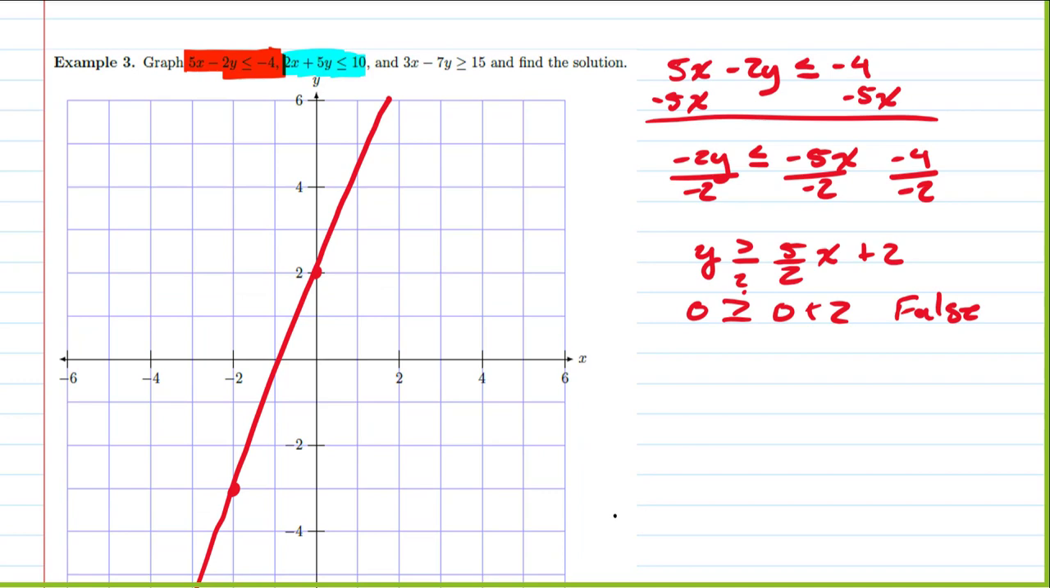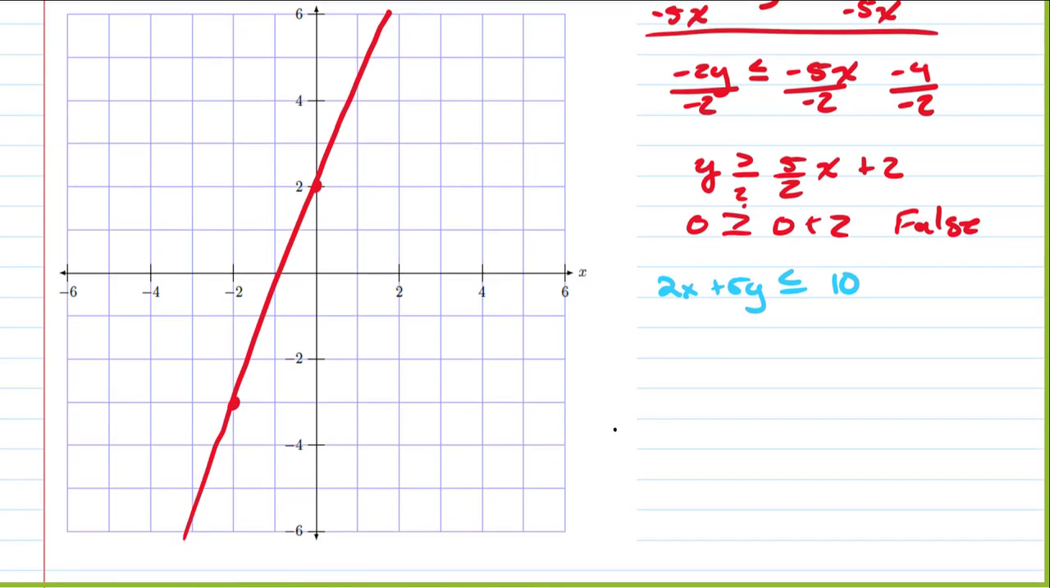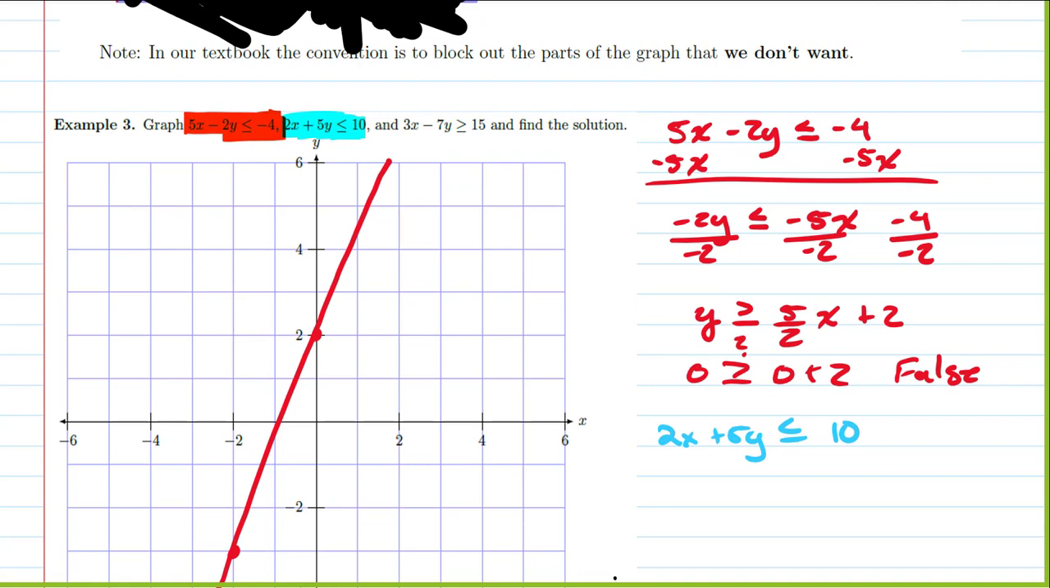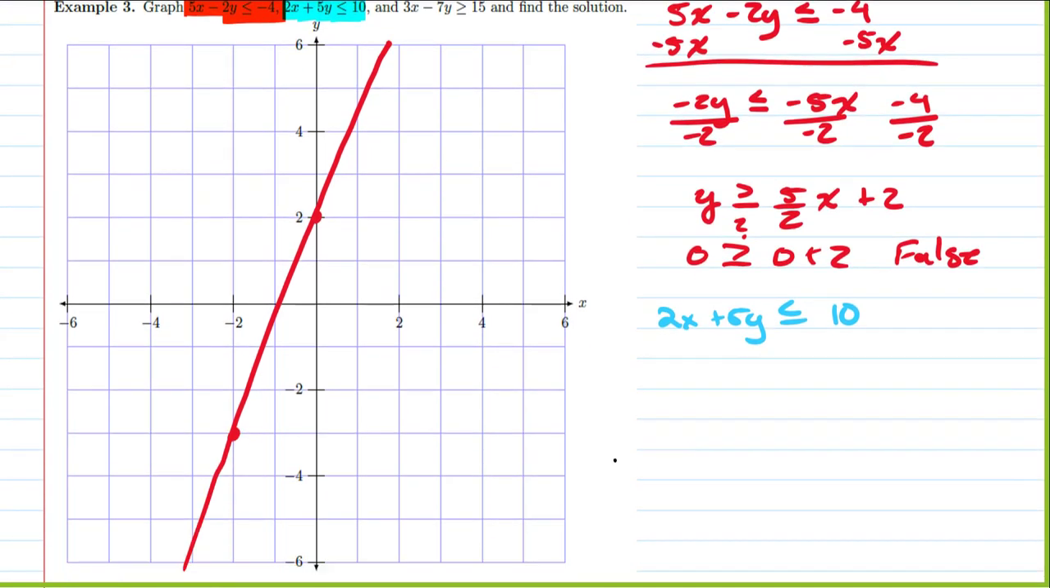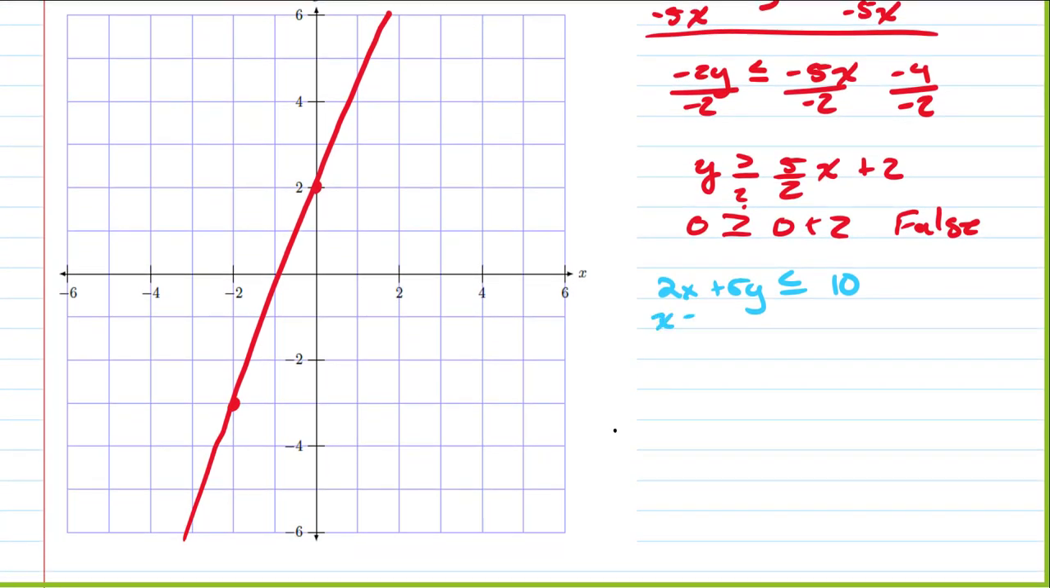So we have 2x plus 5y is less than or equal to 10. So we can do the same thing again. This time we can use the intercept method pretty easily, the y-intercept and x-intercept, because 2 divides into 10 and 5 divides into 10. If we go up to our previous one, the reason that wouldn't work out so well is 5 does not divide into 4 evenly.